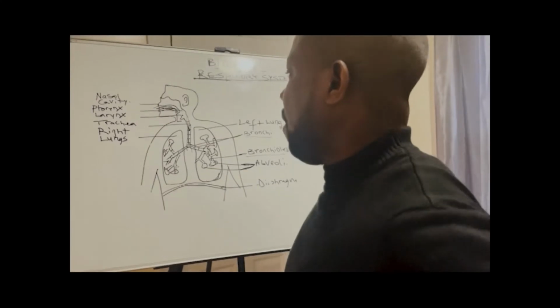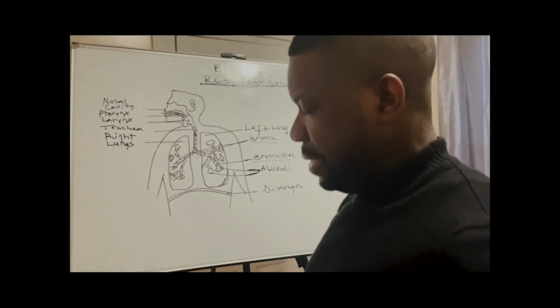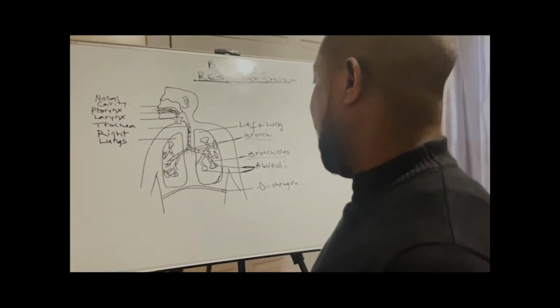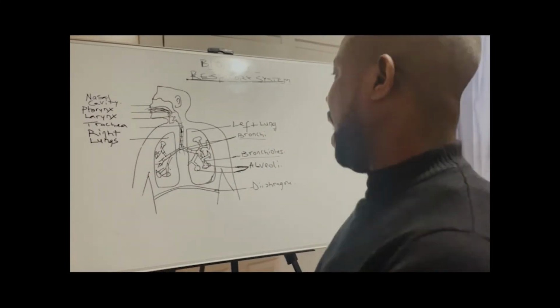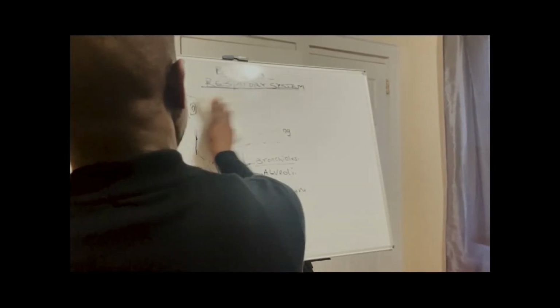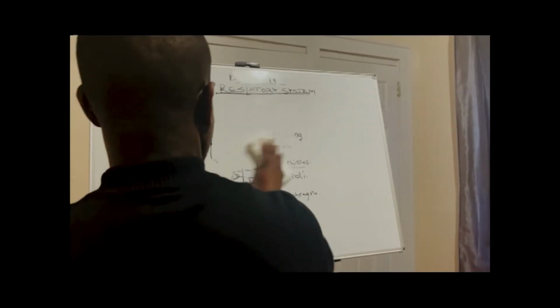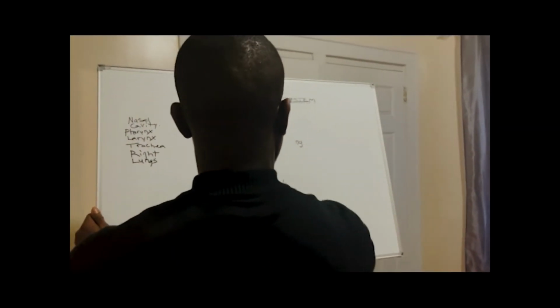I want to clean this entire stuff I've drawn here, and I want to magnify the alveoli sac and explain how the gaseous exchange normally takes place there.